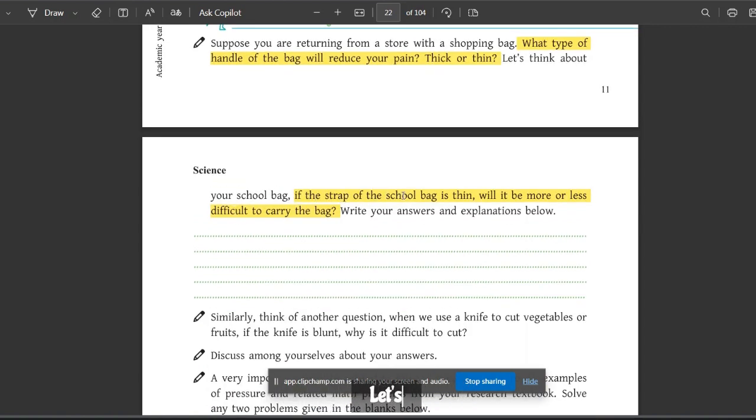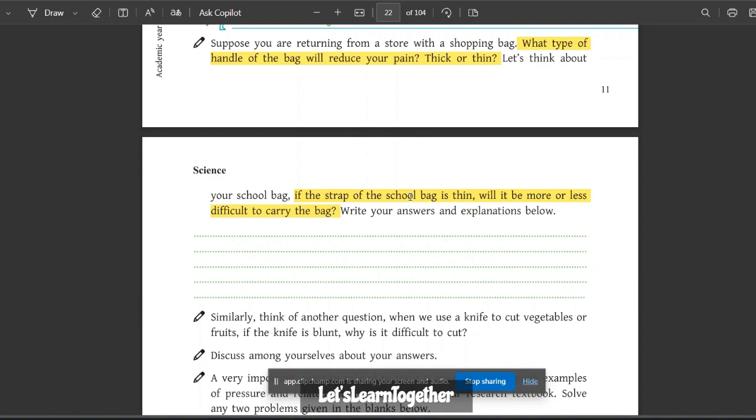Let's think about your school bag. If the strap of the school bag is thin, will it be more or less difficult to carry the bag? Our school bag has a strap that we carry on our shoulders. If that strap is thick, how much pain do you feel? Or if it is thin, how much pain do you feel? Obviously, if the straps or handles are thin, we will feel more pain. But if it is thick, we will feel less pain.